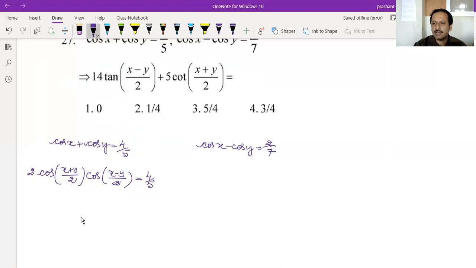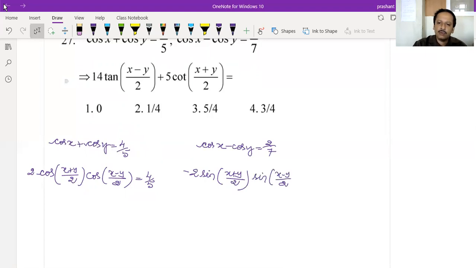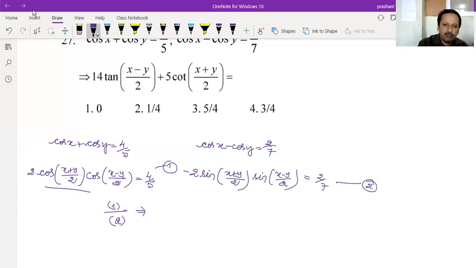So now we use cos c minus cos d. Cos c minus cos d, that is equal to minus 2 sine c plus d by 2, that is x plus y by 2, into sine c minus d by 2, which means x minus y by 2. That's equal to 2 by 7. Okay. Now I'll divide these equations. Let me call this equation one and this equation two. I'm going for equation one divided by equation two. Let us see what we get.